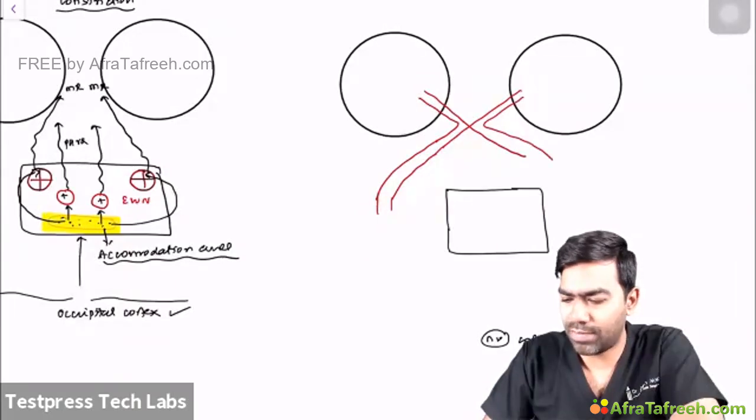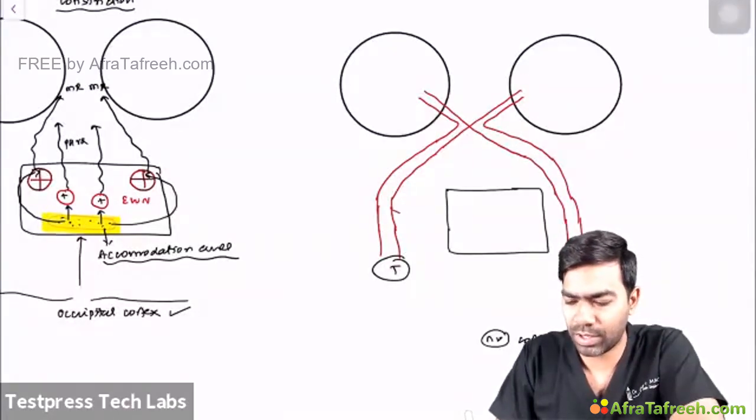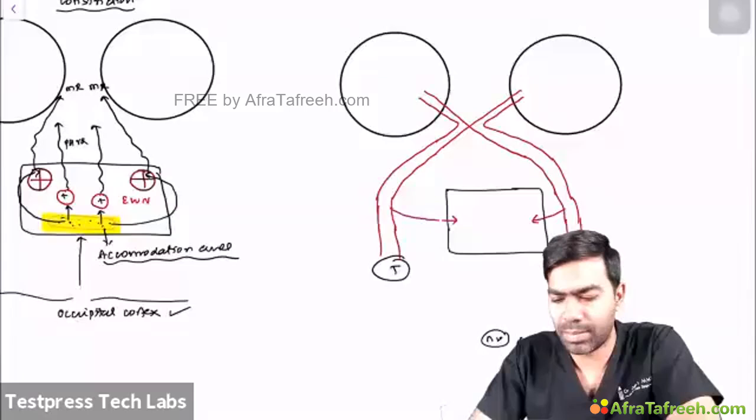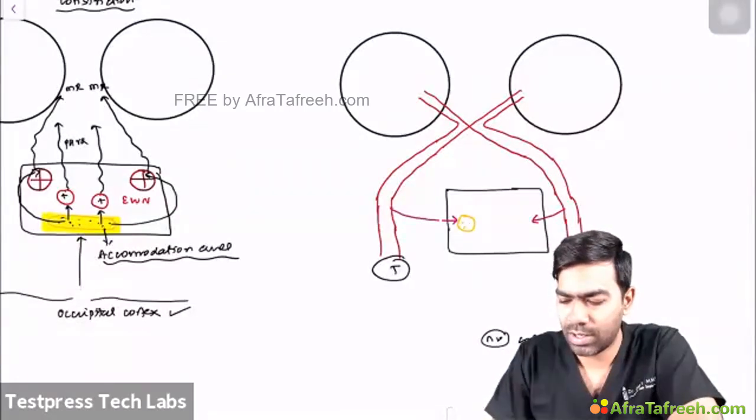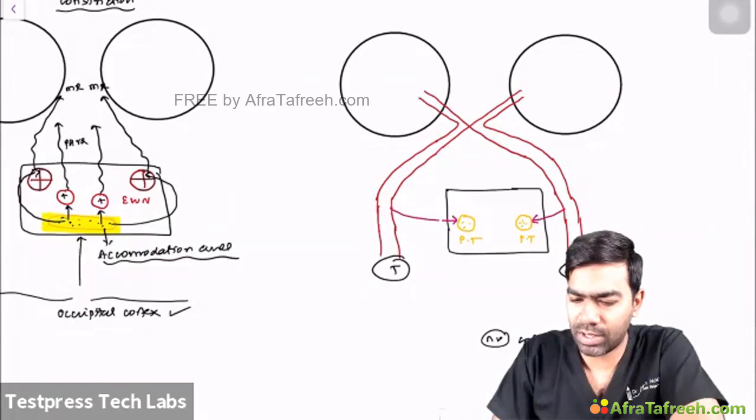And approximately 5 to 10% of the fibers that are passing through the optic tract into the thalamus, because after some time they're going to end up in the thalamus, the lateral geniculate body. But before that, we know there are some fibers which are going to enter the midbrain. Approximately 5 to 10% of the fibers enter the midbrain, and they're going to stimulate an area called pretectal nucleus. We have something called a pretectal nucleus, and this pretectal nucleus is going to further stimulate the Edinger-Westphal nucleus. So let us assume this is the Edinger-Westphal nucleus here.